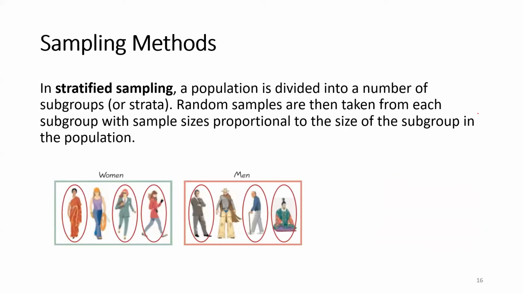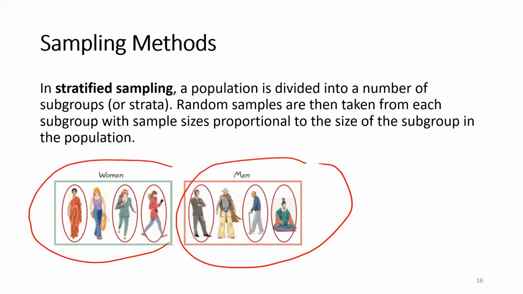Sampling methods. Stratified sampling is when you divide the population into a number of subgroups or strata. Then samples are taken from each subgroup, with sample size proportional to the size of the subgroup in the population. So here's one in which we divided into two subgroups, women and men, and then did random samples of the women and random samples of the men.